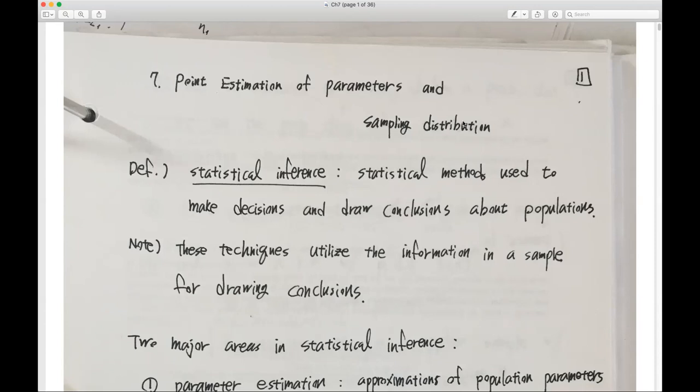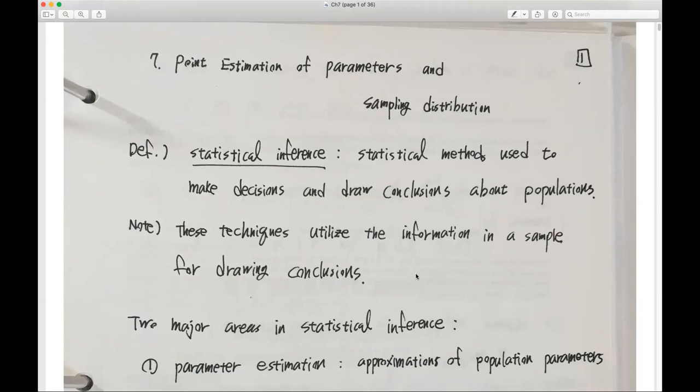Okay, so let me start with the definition of statistical inference. Statistical methods are used to make decisions and draw conclusions about a population. That's statistical inference. So what is the best approximation for the population mean, population variance, things like that? We're going to figure out those statistical methods for finding the best decision. These techniques utilize the information in a sample for drawing conclusions.